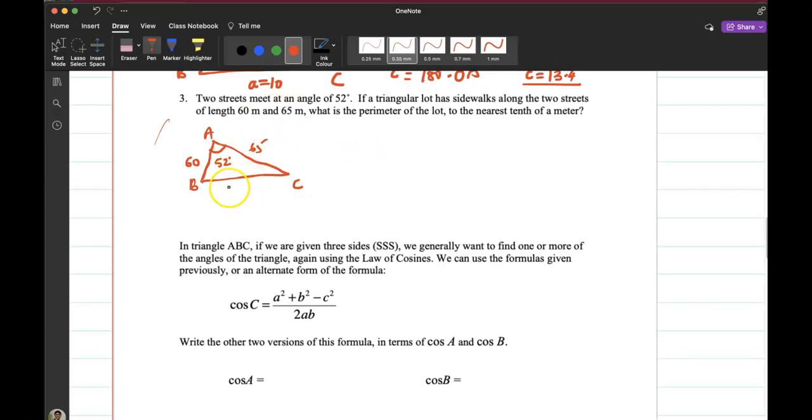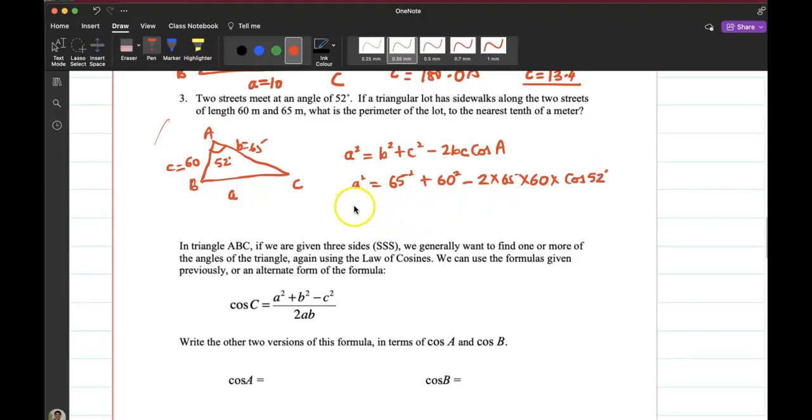Find the perimeter. So you can find out BC. This is A, this is B, and this is C. So what's your formula? A squared is equal to B squared plus C squared minus 2BC cos of A. Substitute: A squared, which we don't know, equals 65 squared plus 60 squared minus 2 times 65 times 60 times cos of 52. So you get the value of A.